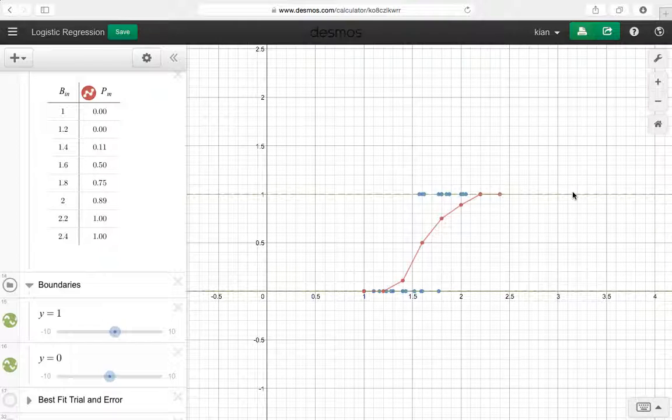Of course, if what we were interested in was the probability of being a female, the curve would have to look like a reverse S, with values approaching 1 for very small x's and 0 for very large ones.